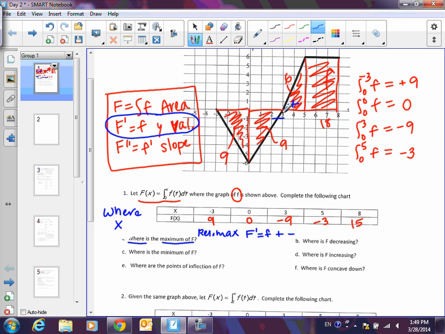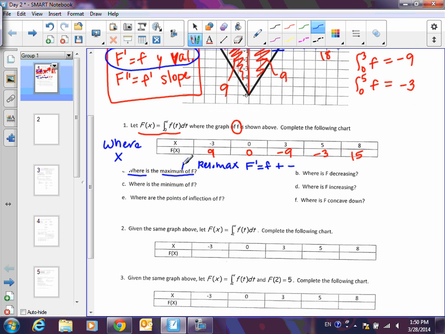All right, so where's the relative max? There's not one. So we'll just say no relative max, because the y values on this graph do not go from positive to negative anywhere. Okay, that means if we're going to do absolute max, then I need to consider an endpoint.